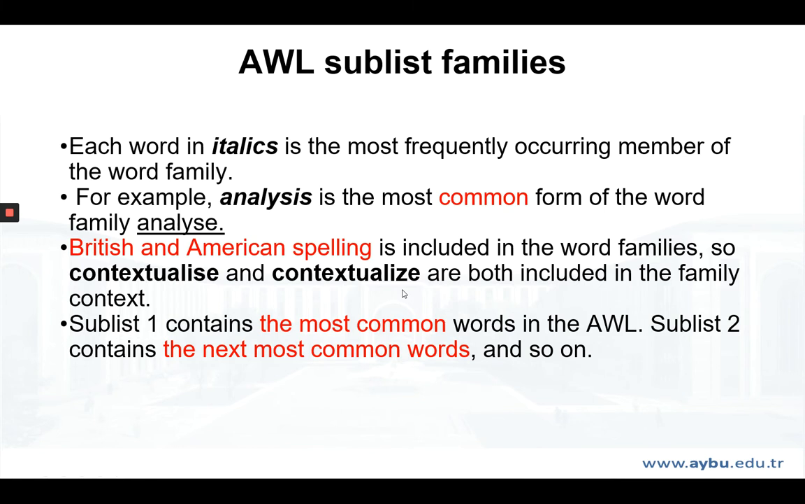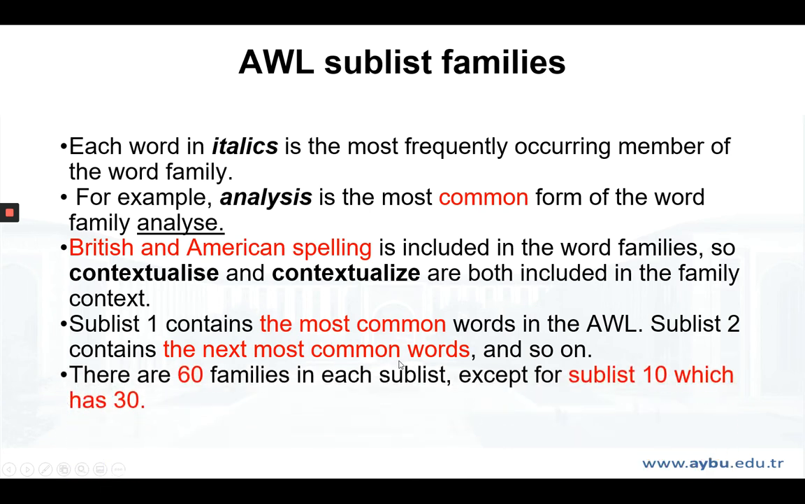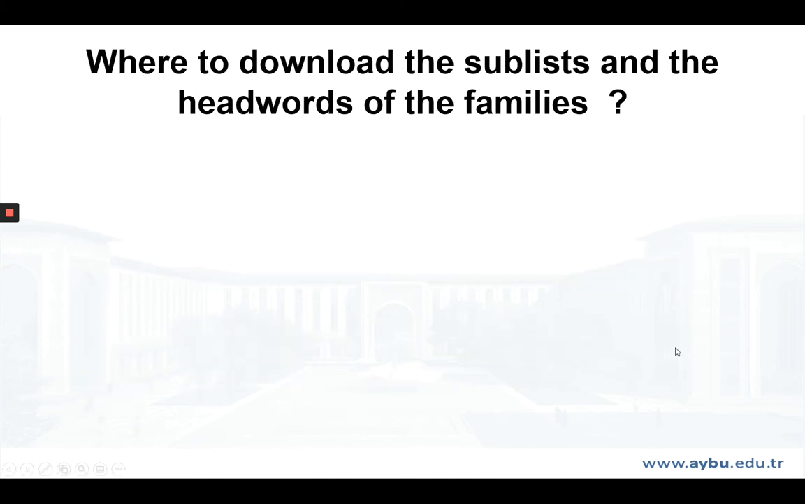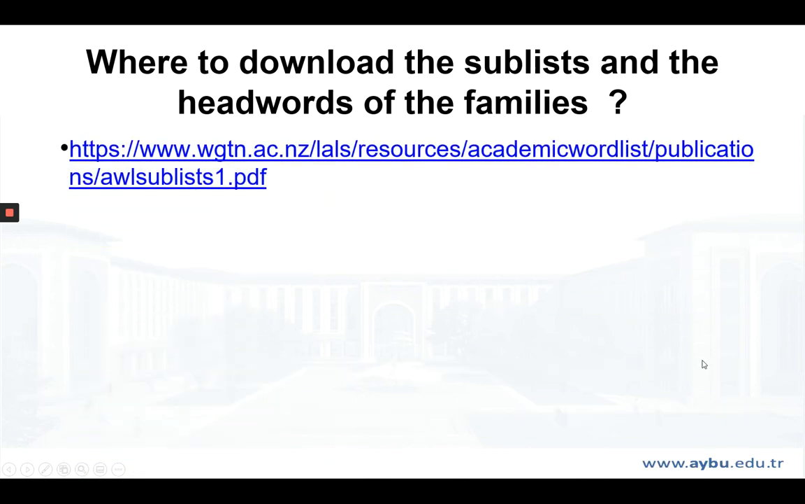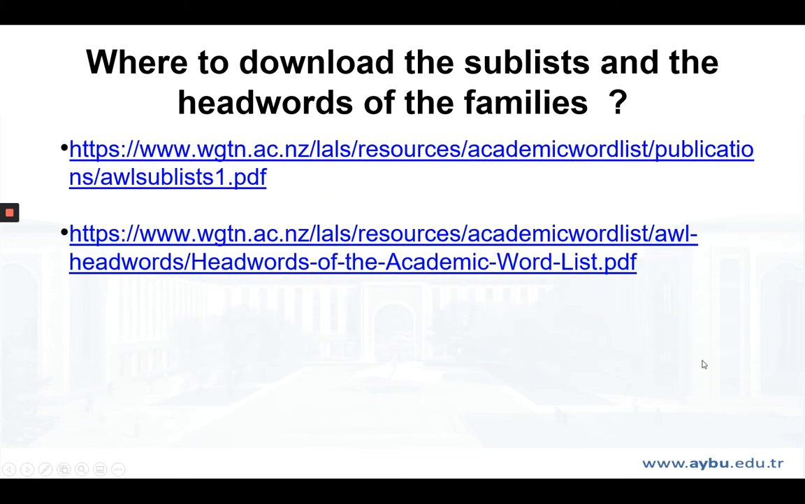There are approximately 10 sublists, and sublist 1 contains the most common words. Sublist 2 contains the next most common words, and it goes on like this. There are approximately 60 families in each sublist. Only in sublist 10, there are only 30 families. Where can we download the lists? There are various, numerous websites, but here are the two suggested for you. You can download the lists from these links.